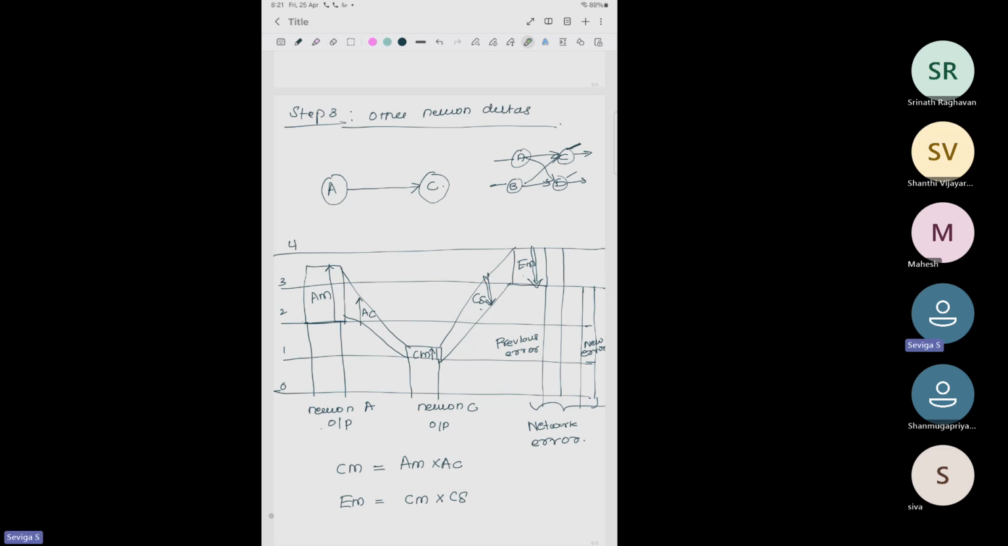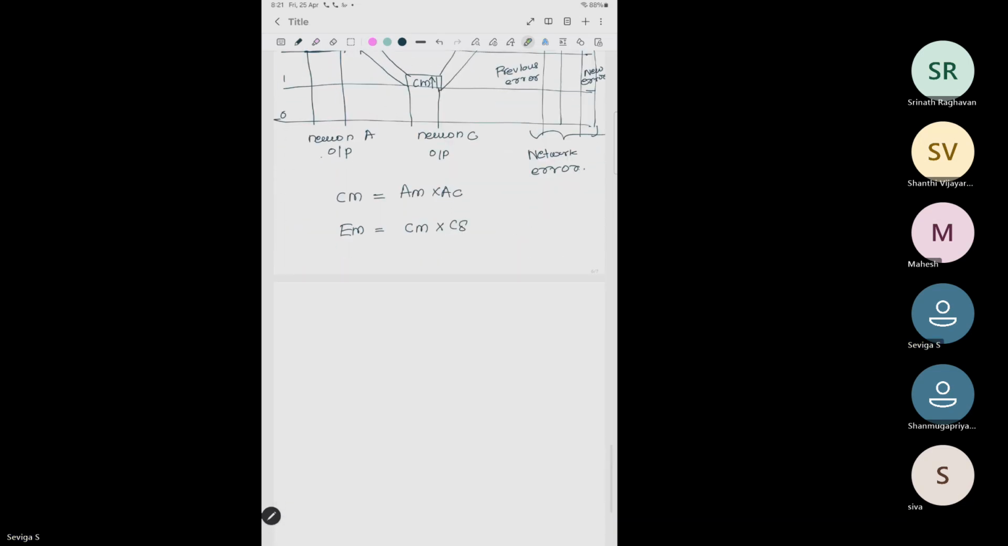If you look at here, AM into AC is equal to CM, and EM is going to be CM into C delta. So I substitute CM in this equation. This is equation 1, equation 2. Substitute 1 in 2. So EM is equal to AM into AC into C delta.